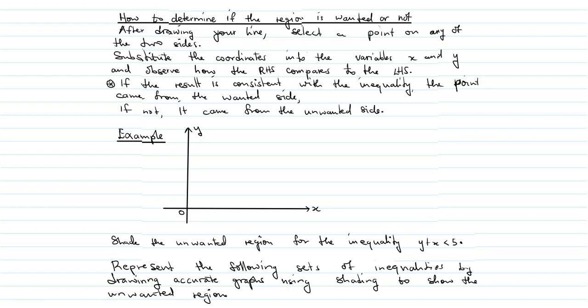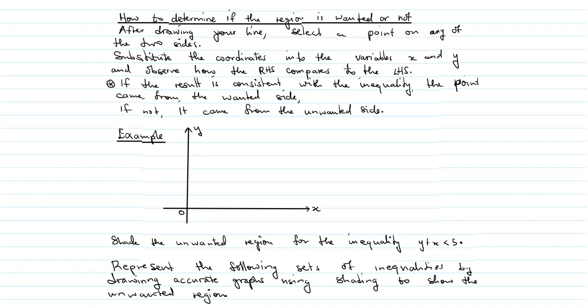The inequality says the left hand side is less than the right hand side. If my answer is 3, that means it is correct, and then the point came from the wanted region. Both when you take the point, it will have both the y and the x coordinate. Remember, a point is in the form of x, y coordinates, like 3, 1. Whatever it is, when you substitute, take the x value and put it in x.